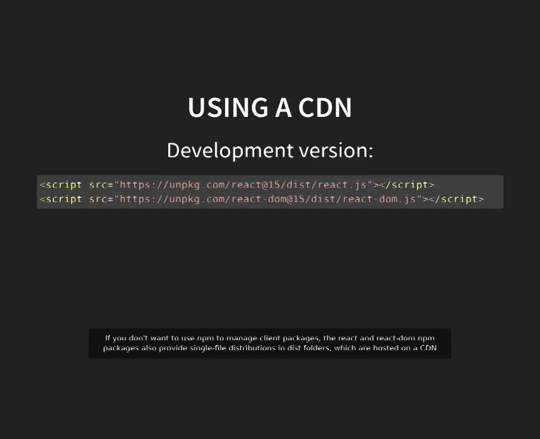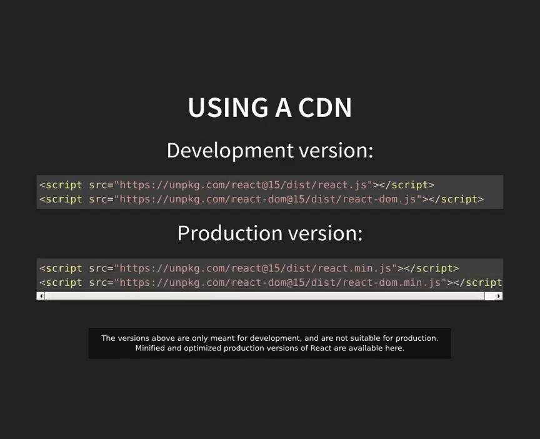If you don't want to use npm to manage client packages, the React and React DOM npm packages also provide single file distributions in dist folders, which are hosted on a CDN. The versions above are only meant for development, and are not suitable for production. Minified and optimized production versions of React are available here. To load a specific version of React and React DOM, replace 15 with the version number. If you use Bower, React is available via the react package.